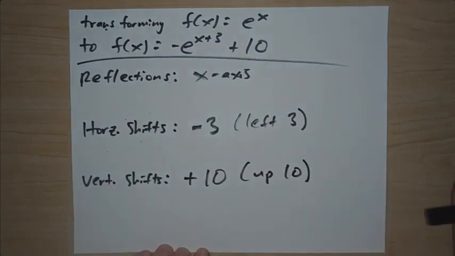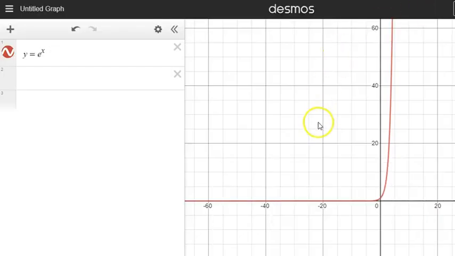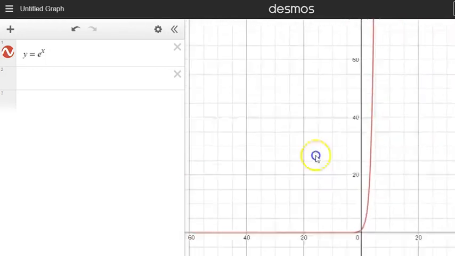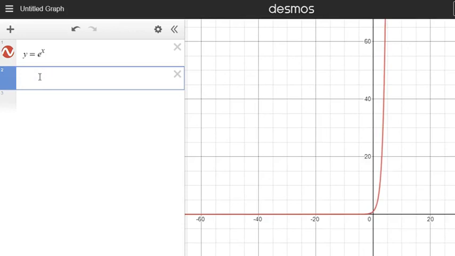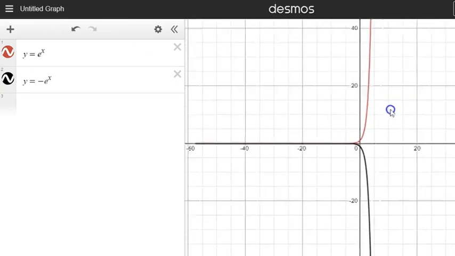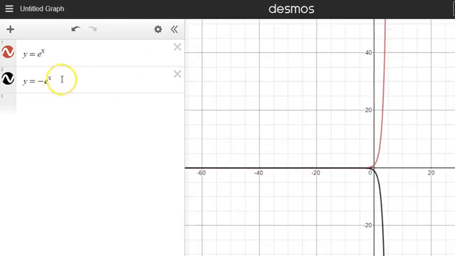And now we're going to see what those transformations look like visually. So here we have y equals e to the x. And if we have y equals negative e to the x, for example, it flips it over the x-axis, as you can see.